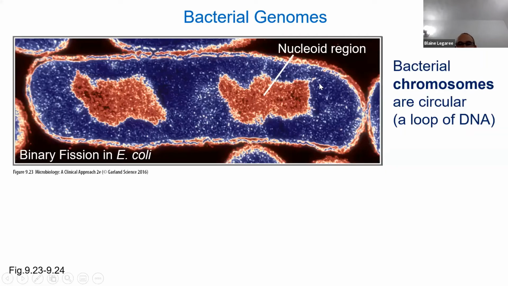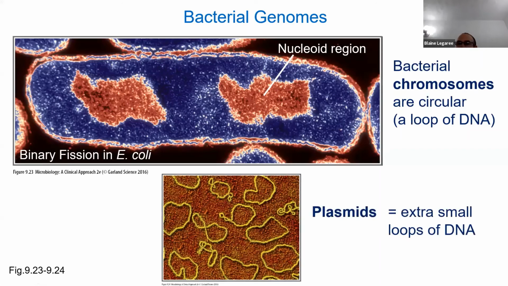I have one more thing on this slide, and then I'm going to make a couple of notes. Sometimes bacteria have little mini genomes, and these are called plasmids. So the normal chromosome, if you think of something like E. coli, that's about 4,000, 5,000 genes. A plasmid might have 3, 5, maybe 15 genes. So it really is like a mini genome.